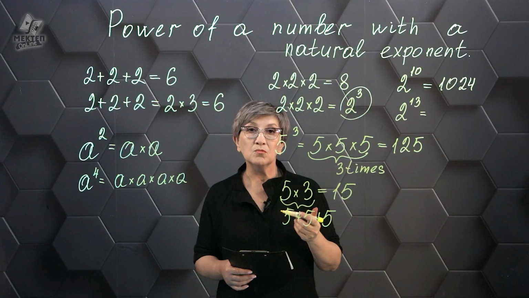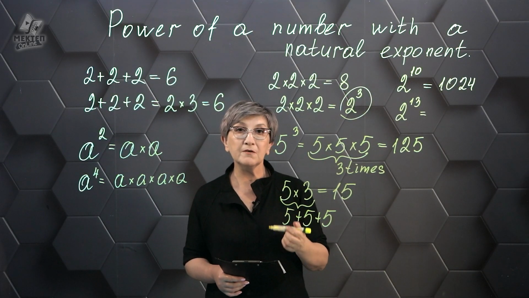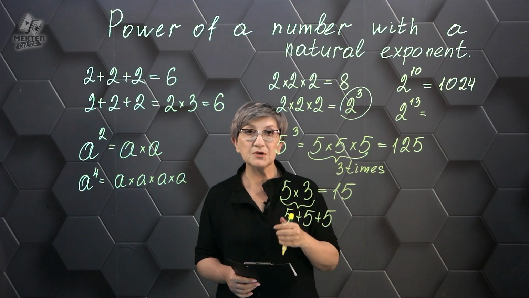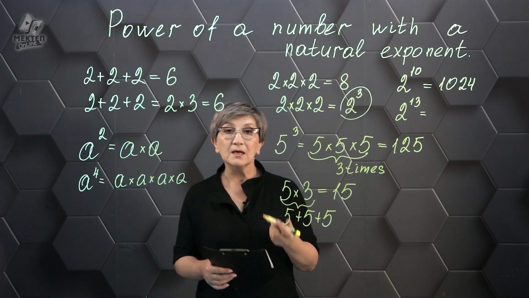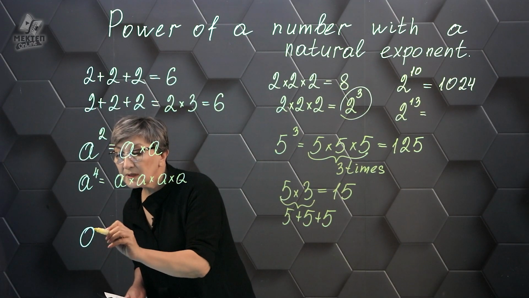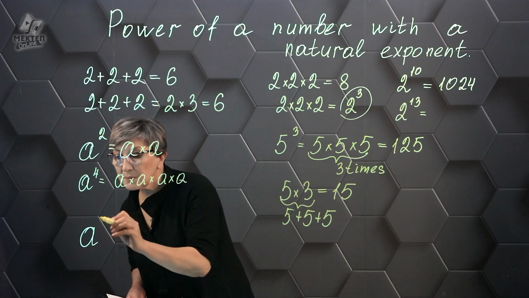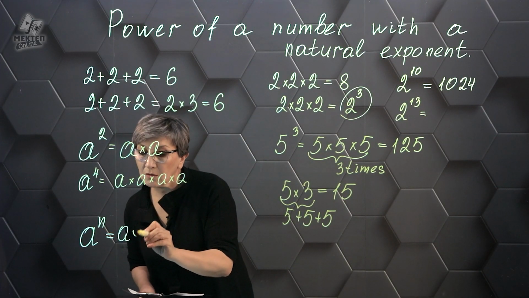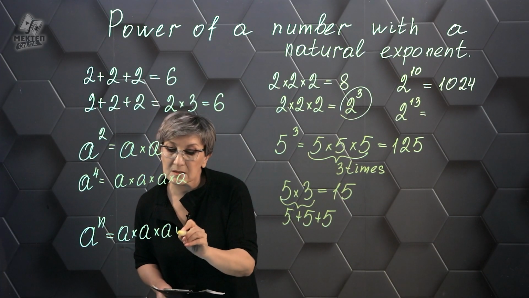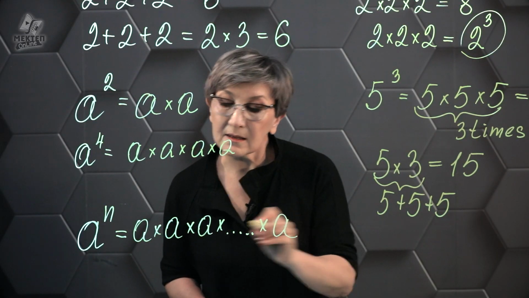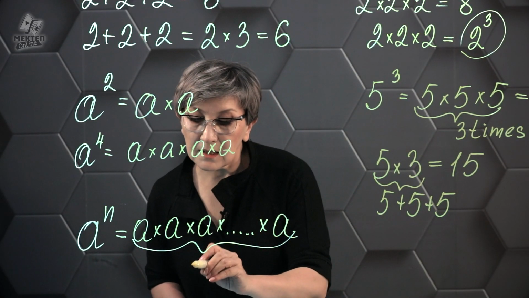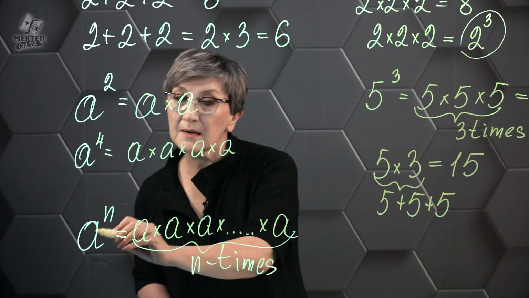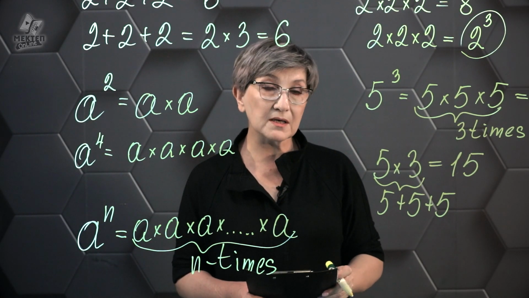So in mathematics, you can write a number as a degree of a number. The degree of some number, if we write it down in general in letter form, then in order to find the n-th degree of a, I need to multiply a by itself n times, and this notation is called the degree of a number with a natural exponent.